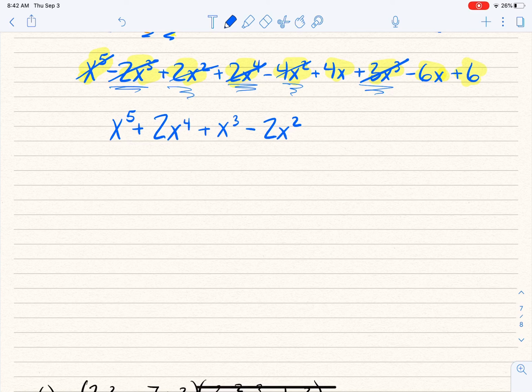And then I've got plus 4x and minus 6x. So 4x minus 6x is going to be minus 2x. So I'm going to take care of that one, and then I just have a plus 6 on the tail end. That's it. I'm done. All right, notice the exponents are in descending order, but otherwise, that's what I had. I started off with 9 terms, and I ended up with 6 because of all the ones combining.